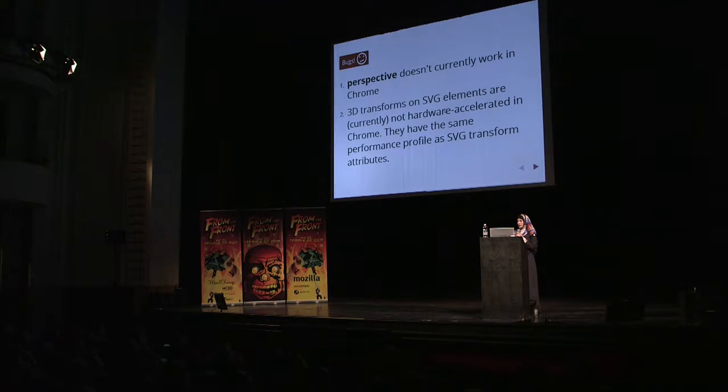Also, there's another thing. 3D transforms and SVG elements are currently not hardware accelerated in Chrome. They have the same performance profile as SVG transform attributes. They are hardware accelerated in Firefox to some extent, but if you have an HTML element and an SVG element, and you're applying 3D transformations to both of them in Chrome, you may notice a difference in performance between the HTML and SVG, and that is simply because it's not hardware accelerated on SVG in Chrome yet.